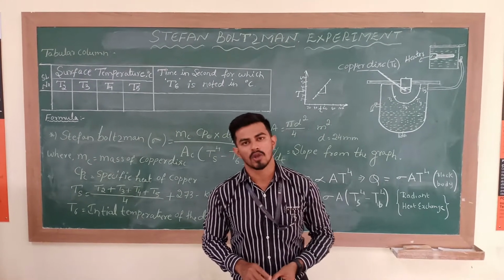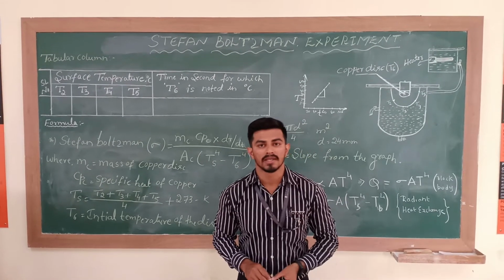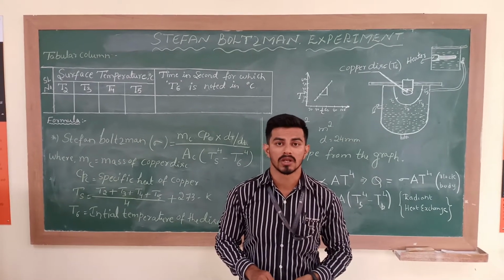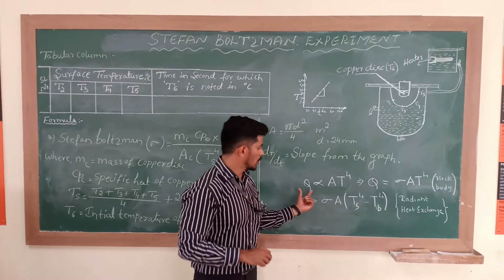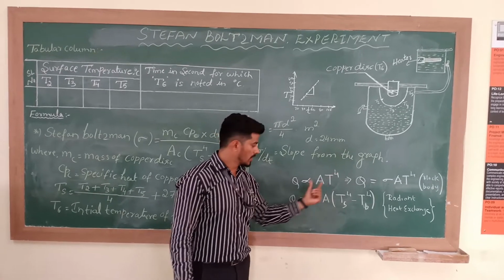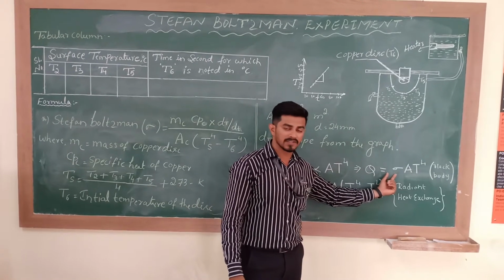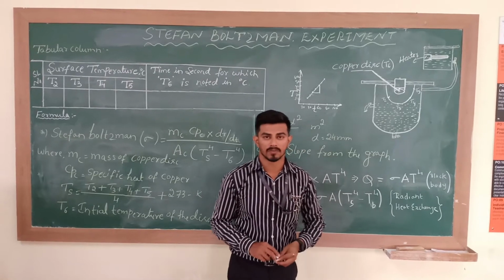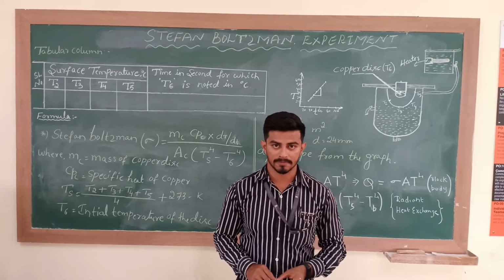The Stefan-Boltzmann law of radiation states that the radiant energy from a black body is directly proportional to its surface area and directly proportional to the fourth power of its absolute temperature. So Q is directly proportional to A into T to the power of 4. If you remove the proportionality sign, it will be Q equals sigma A T to the power of 4, where sigma is the Stefan-Boltzmann constant. And this law is applicable only for a black body.